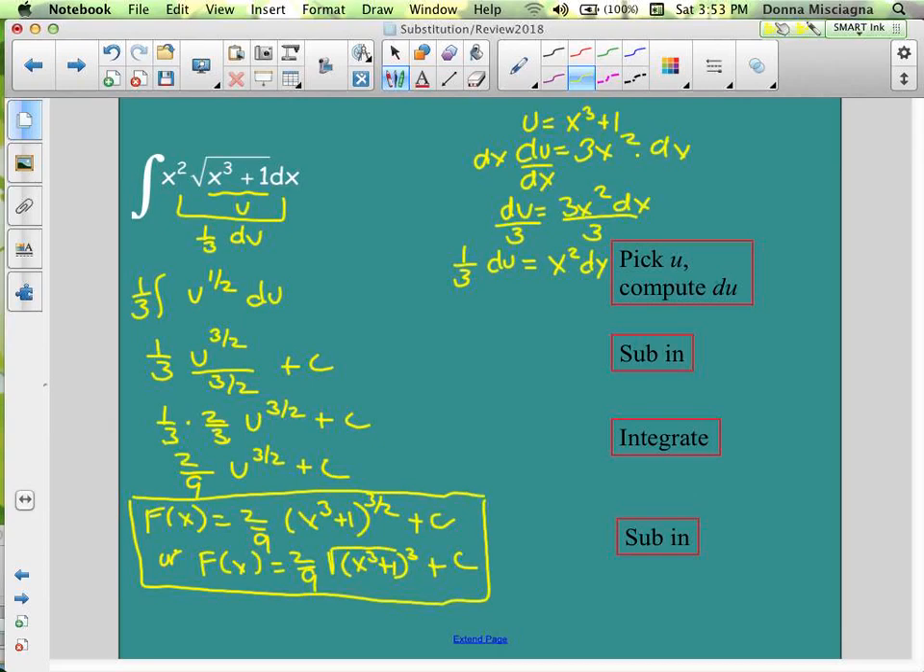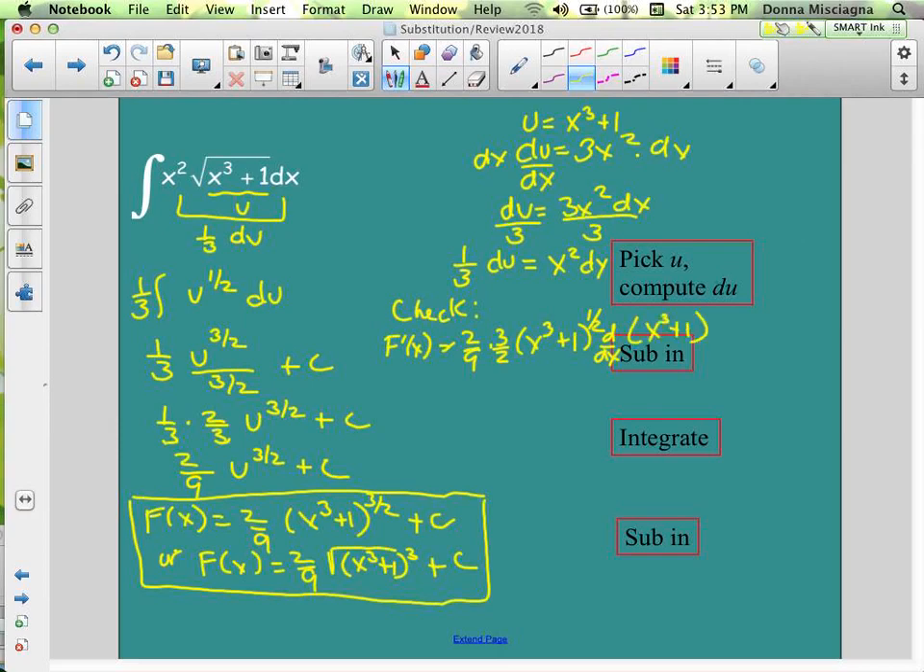All right, let's check our work. Of course, I'm going to use the one that has the exponent instead of the radical. I don't have a whole lot of space, so I'm not going to rewrite the equation. I'm just going to start differentiating. F prime of x equals 2/9, and then the 3/2 moves in front, and then we have x cubed plus 1, reduced by 1, so that'd be to the 1/2 power, and then times the derivative of x cubed plus 1.